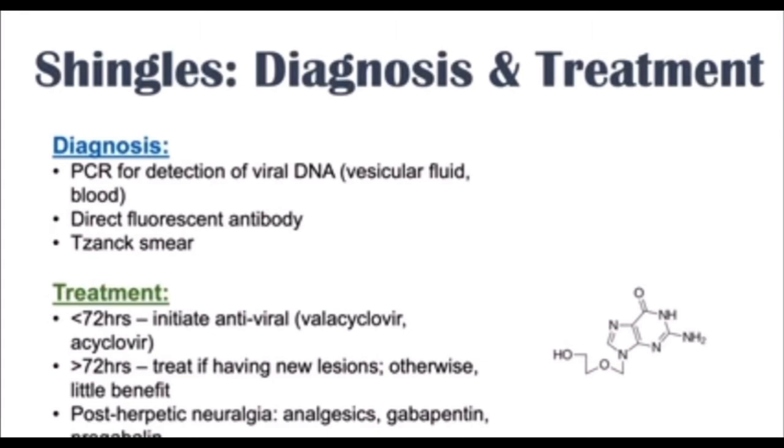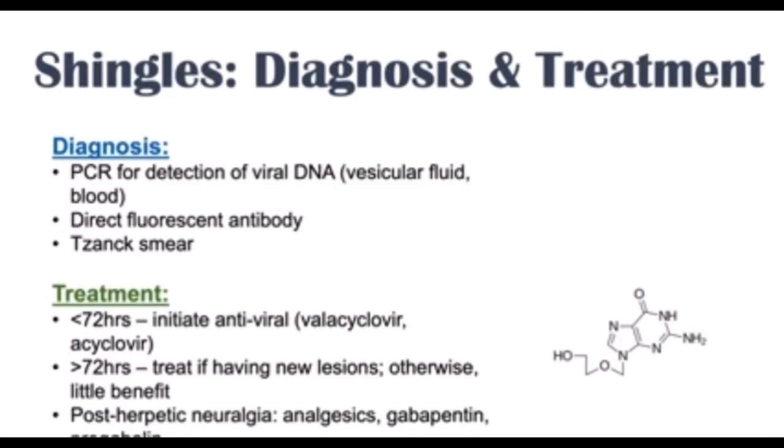We could also use tricyclic antidepressants. So to review, diagnosis is typically by PCR, direct fluorescent antibody, or Tzanck smear, and treatment is determined by the timing of the acute eruption. So less than 72 hours, initiate antiviral. Greater than 72 hours, little benefit of the antiviral medication. And then for post-herpetic neuralgia, analgesics, gabapentin, and pregabalin.